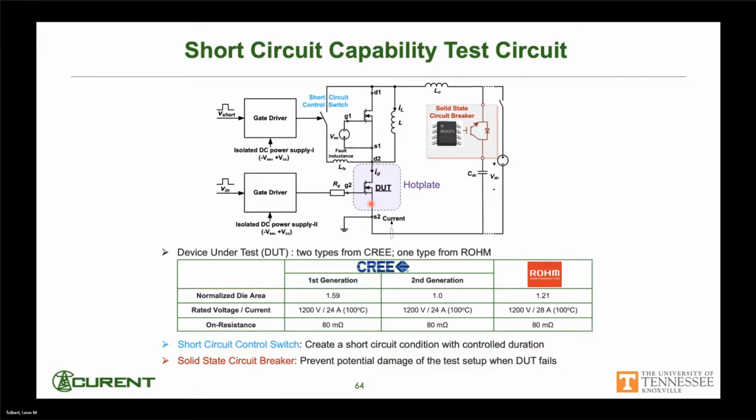Device under test. This is your typical double pulse test circuit, but we've added something here like a solid state circuit breaker because we are going to be doing short circuit protection and we don't want to damage our test setup.